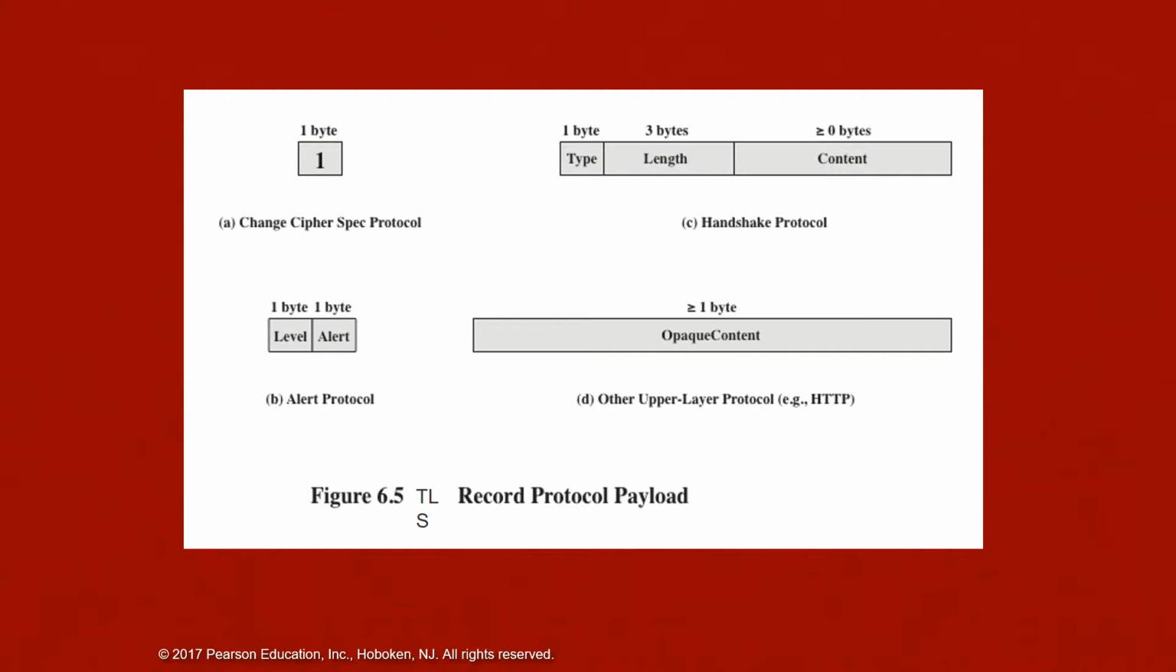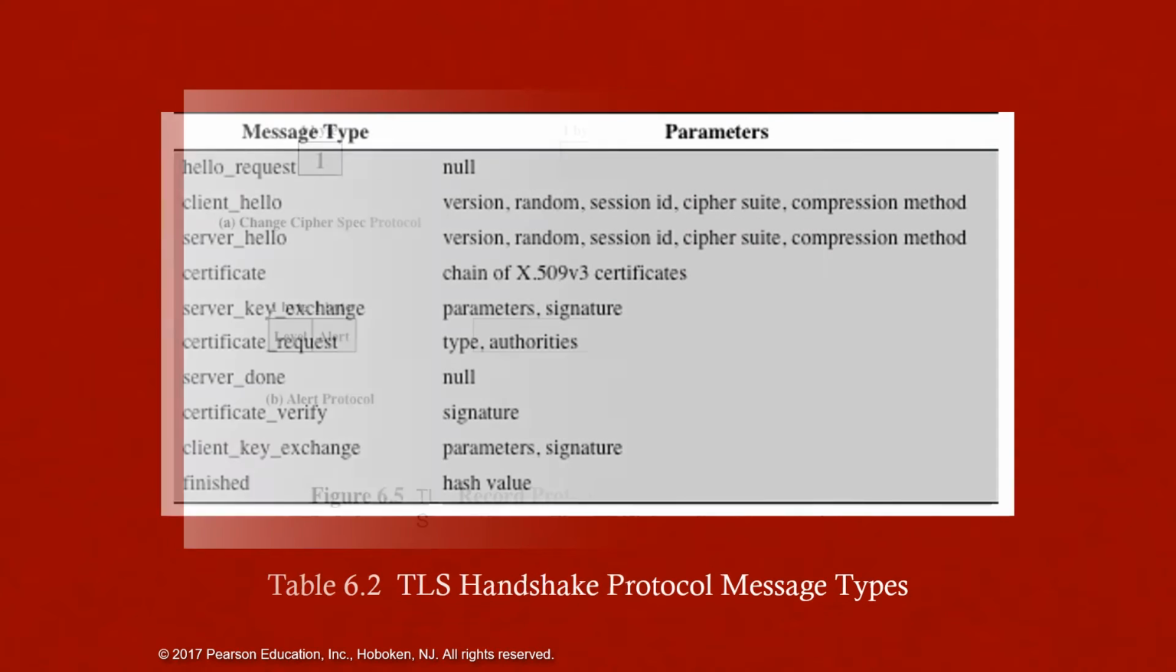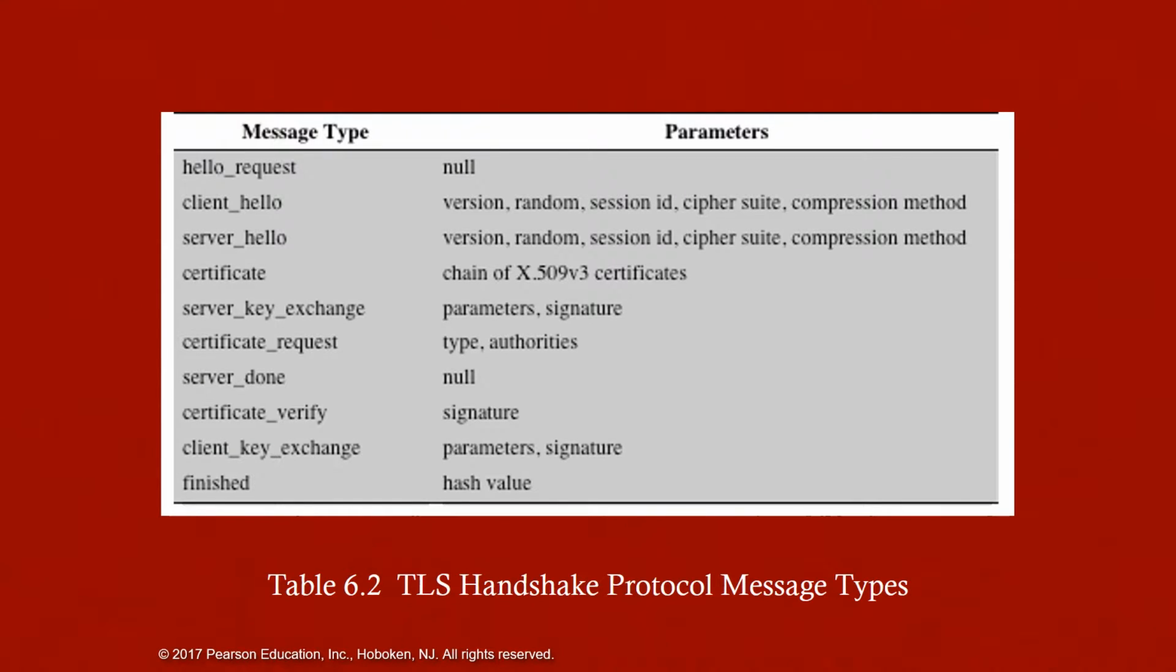All of these have the format shown in the figure. In this figure, we see the message types. Each message has 3 fields. Type, which is 1 byte, indicates one of 10 messages, as shown in the figure. Length, 3 bytes, is the length of the message in bytes. Content, the parameters associated with this message, and they're listed in the table.